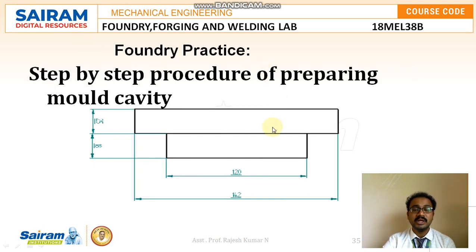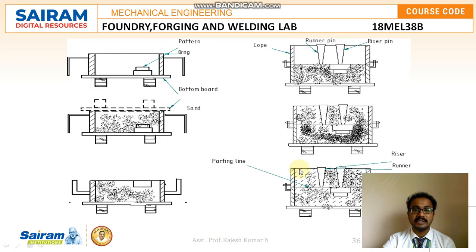And here you can see in our laboratory how we are following the step-by-step procedure for preparing a mold cavity. You can see the dimensions. This is 120, this is 142, and this is 104, and this is 103. I'm talking about the width and the thickness. If this is a different pattern, you can see how we finally get it.